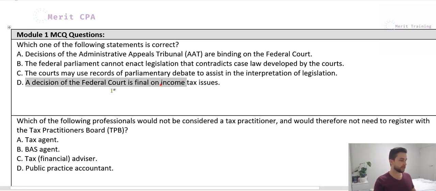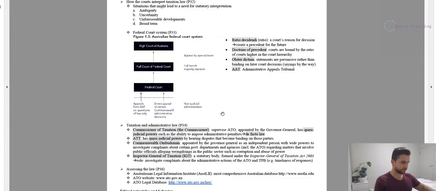So D, a decision of the federal court is final on income tax issues. First of all, we have to look at the ordering of the federal court system. They may have a court case which they're ruling on. If they rule on this and one of the parties doesn't agree with it and wants to take it further, is that the end of it? Well, the answer is clearly no, because there are two whole levels higher than that: the Full Federal Court, and then the High Court of Australia.